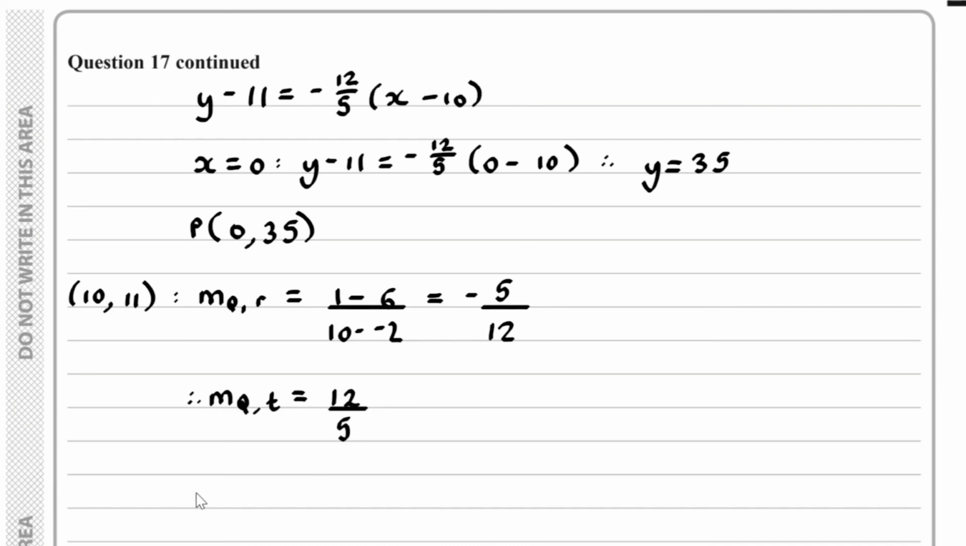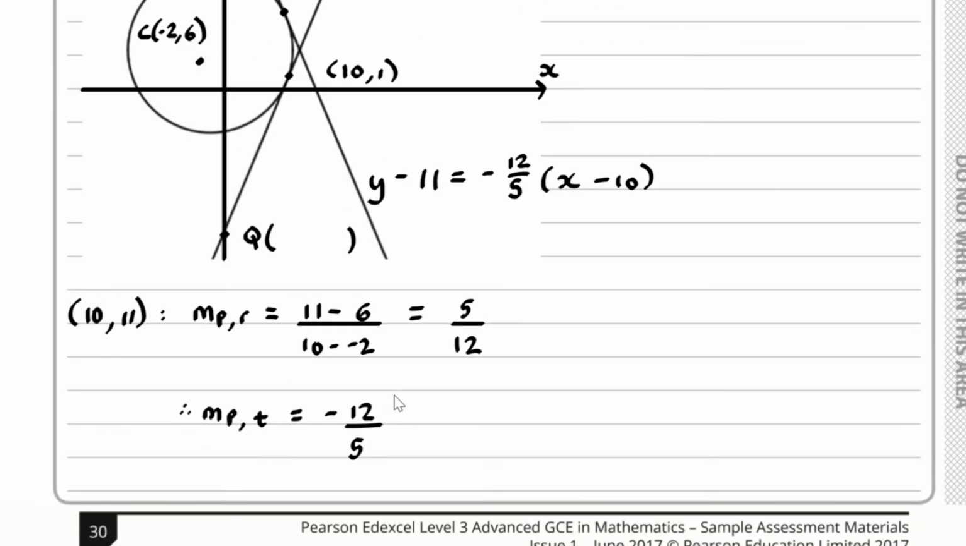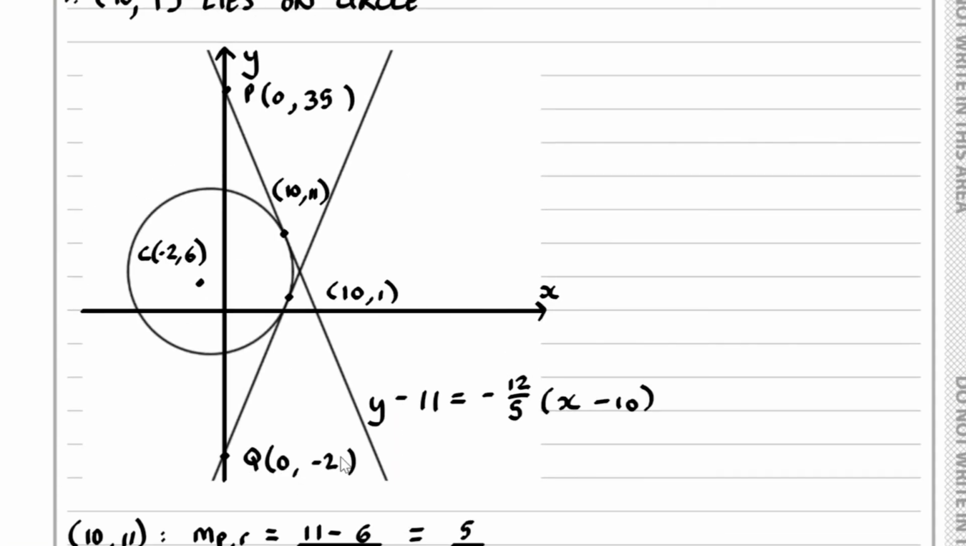And so the equation of the line will be given by y minus 1 equals 12 over 5 lots of x minus 10. And if I solve for y, well, we've got minus 24 plus 1, so that's minus 23. And so Q has coordinates 0, minus 23.